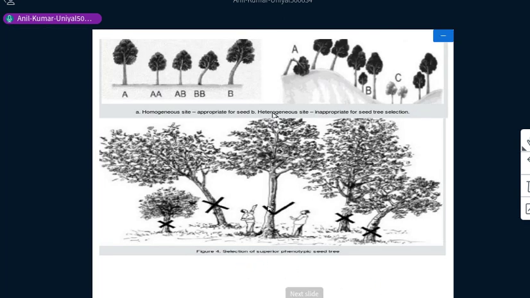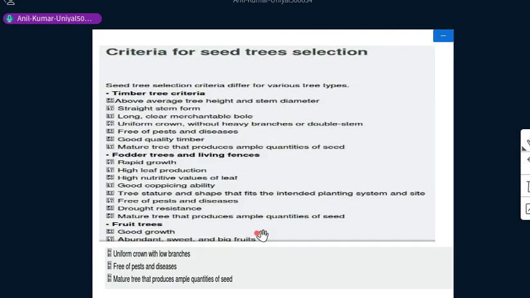and this is to be selected during any selection program. Then we move to the criteria for selection of trees in the forest, and that could depend upon our choice. If we are going for timber tree selection, fodder tree selection, or fruit tree selection, there are different criteria. However, some of the common criteria are there, as I will discuss whenever they appear repeatedly in each of the three categories. Seed selection criteria, as I have told, differ for various tree species according to their ultimate uses.